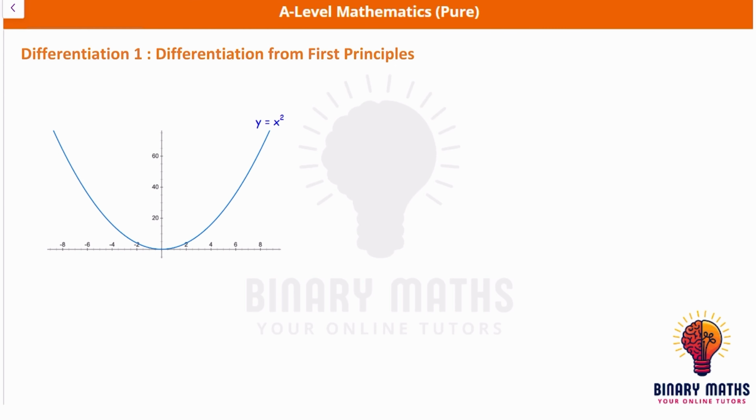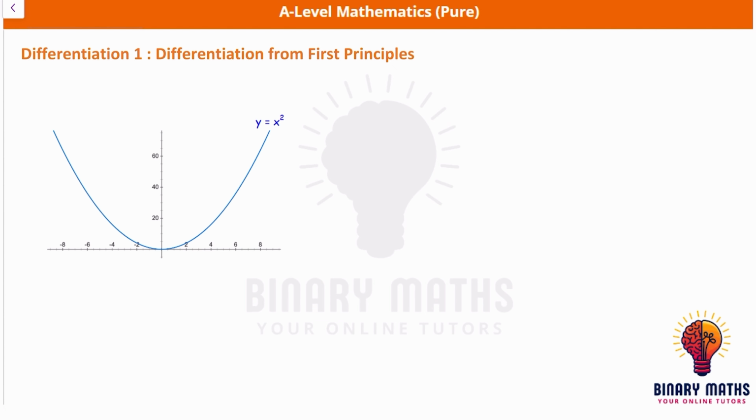This topic is about understanding how to differentiate from first principles. You need to be able to differentiate expressions involving fractional and negative indices using differentiation from first principles. Also, that the process of differentiation gives the gradient at any point on the curve f of x. So let's go through the theory of this using the example of y equals x squared.